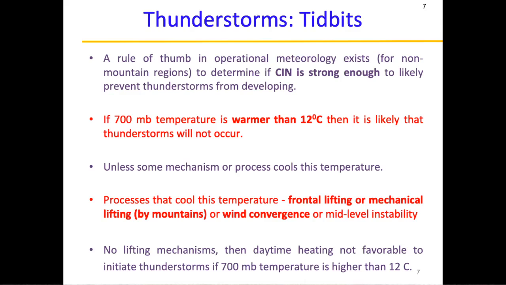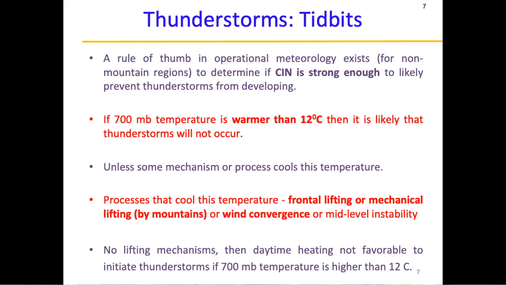which can cool this temperature, and that mechanism is basically frontal lifting or mechanical lifting by mountains, wind convergence, basically some cold air being converged upwards, or a mid-level instability like 500 millibar cold air rapidly dropping down, which results in instantaneous cooling of the atmosphere, and this will allow the parcel to rise up. Because everything that is needed is that the CIN has to be broken, the convective inhibition barrier has to be broken, otherwise a thunderstorm cannot form. Okay, this is the basic of a thunderstorm. Unless the CIN is broken, CAPE cannot kick in.